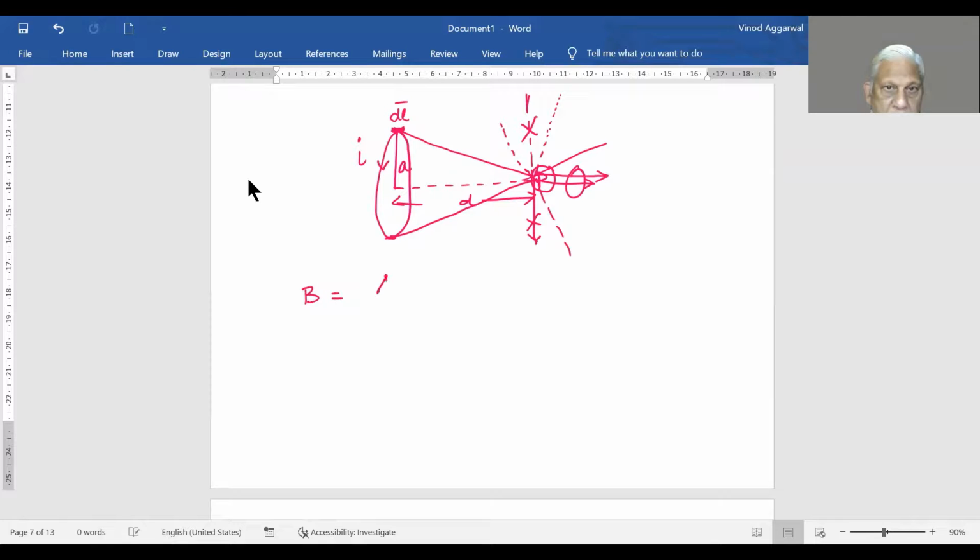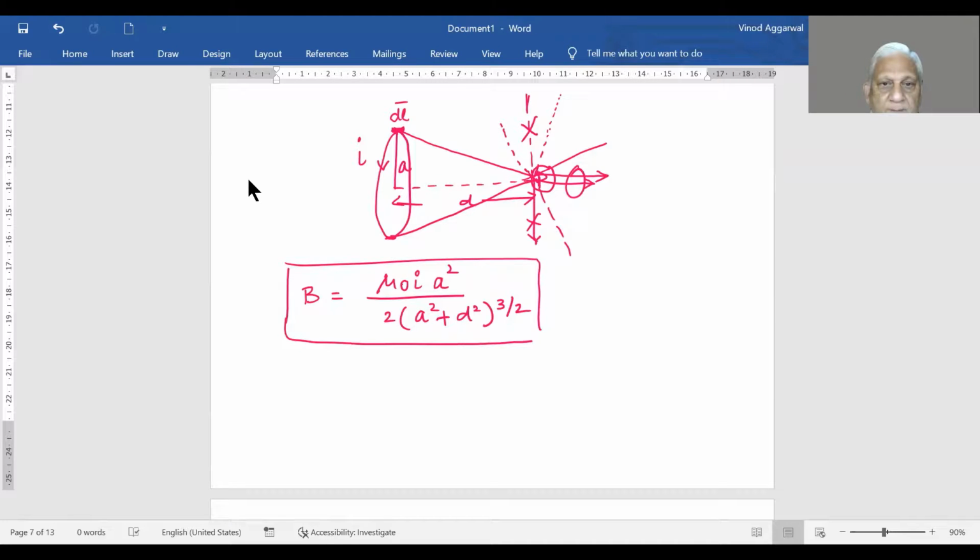B is equal to μ0 I a square over 2 (a square plus d square) to the power 3/2. This is the magnitude of the magnetic field due to a loop whose radius is a, carrying a current of I, at a point which is at a distance d away from it.